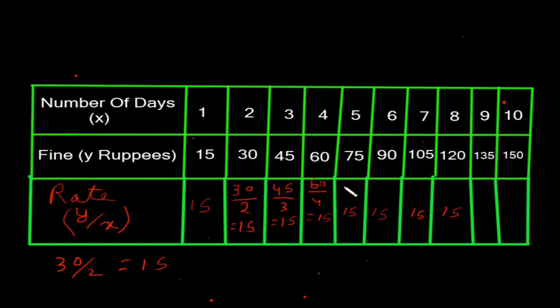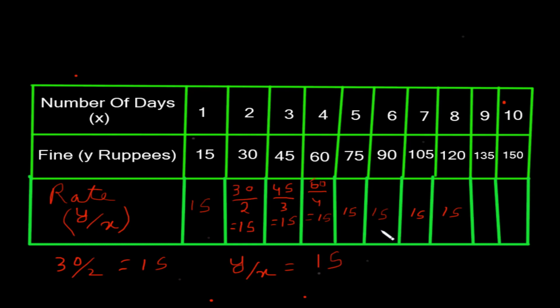Now what can we observe about this rate of y by x? What does y by x represent? What does the constant 15 mean in this context? So remember, in direct proportion, the rate y by x is constant. In this case, y is 30, so y by x is 15.